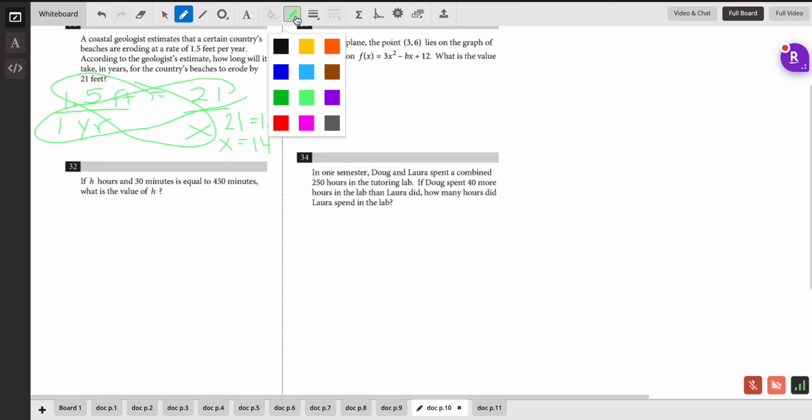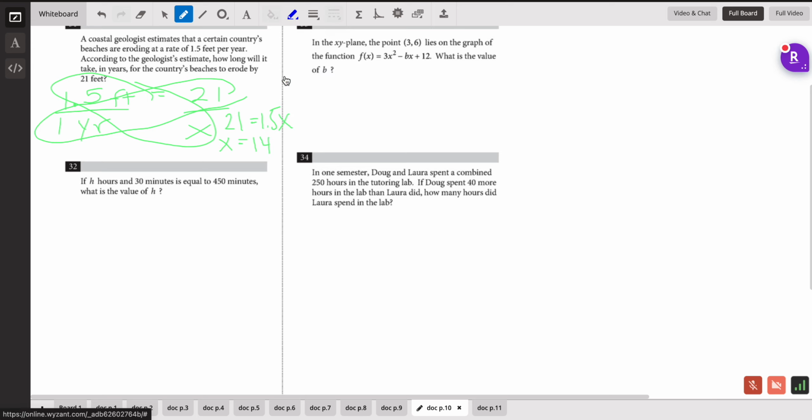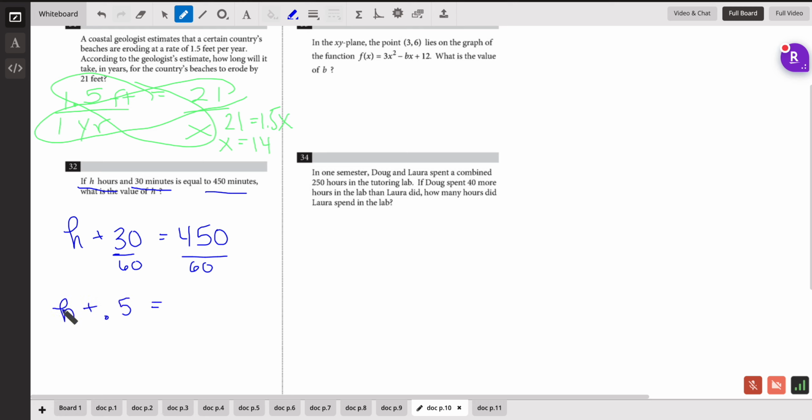For number 32 here, this one is a little bit nasty. You said if h hours and 30 minutes equals 450 minutes, what is the value of h? Well, we have a problem here because h is in hours, and then we have 30 minutes and 450 minutes. So what we're going to do is divide the minutes by 60, so that way we get everything in hours. So it would be h plus 0.5 equals 7.5. And then you would just subtract from both sides and get that h equals 7.